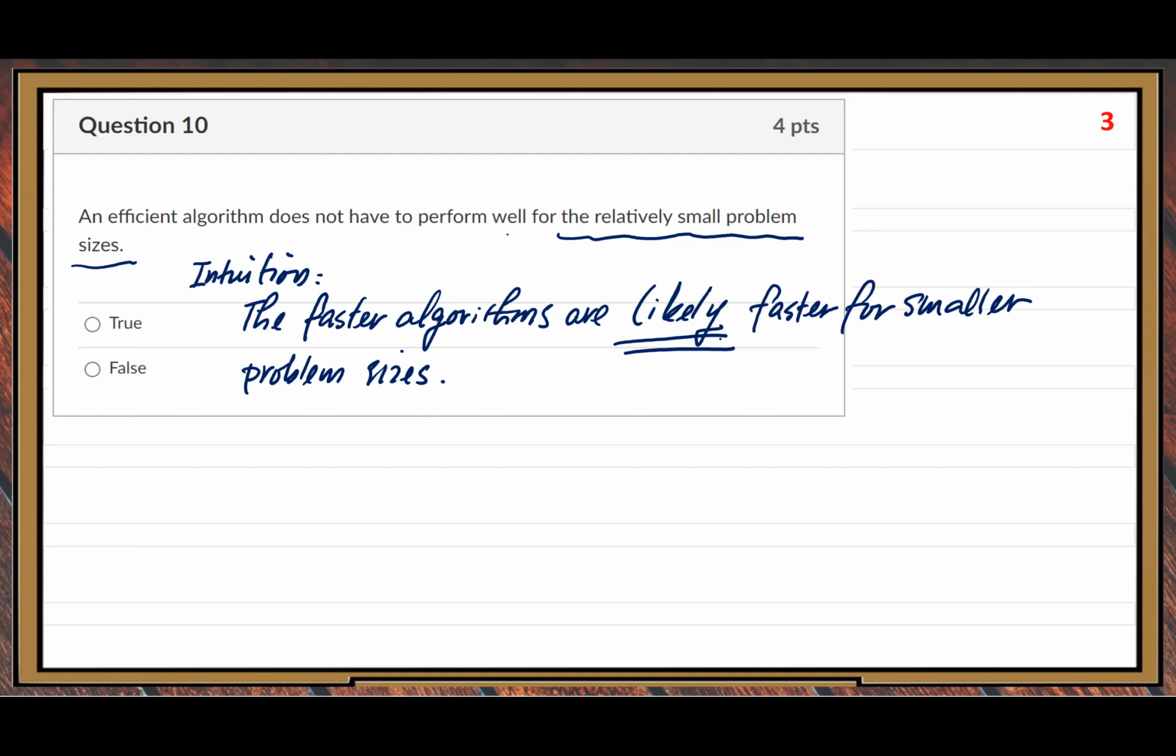I'd like to clarify things with a little more background to help you answer this question. Okay, likely, this word is not quite rigorous, right? There could be some exception. Although you say likely, you still allow exceptions, right?